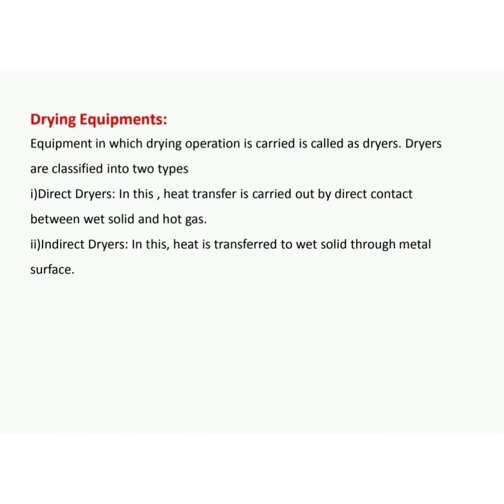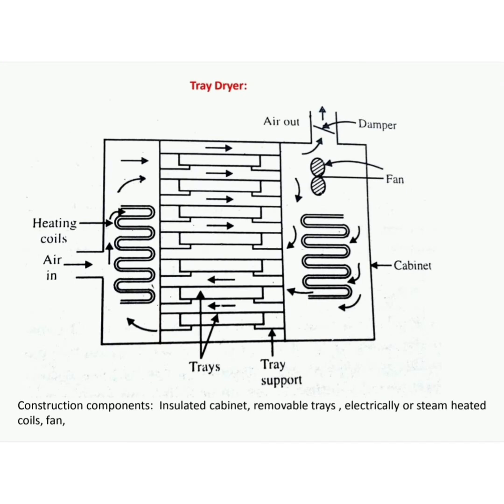Drying equipments. Equipment in which drying operation is carried out is called as dryers. Dryers are classified into two types. Direct dryers. In this, heat transfer is carried out by direct contact between wet solid and hot gas. Indirect dryers. In this, heat is transferred to wet solid through metal surface. Now let's see different types of dryers.